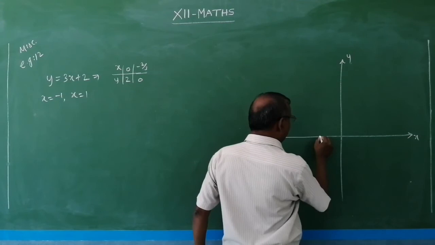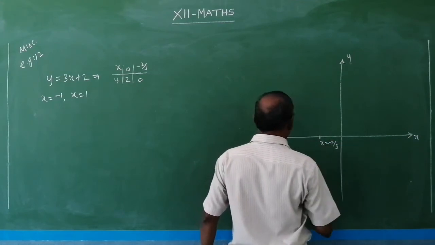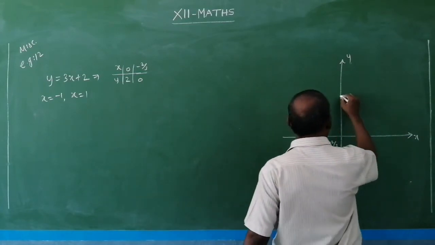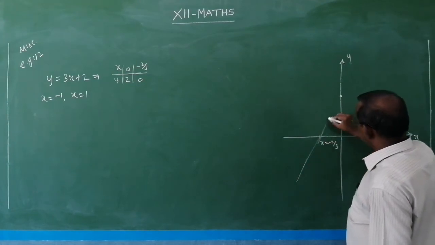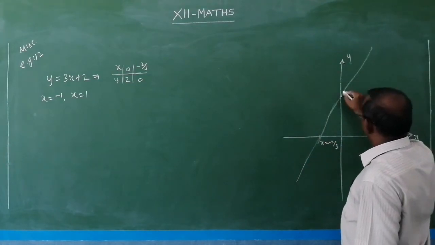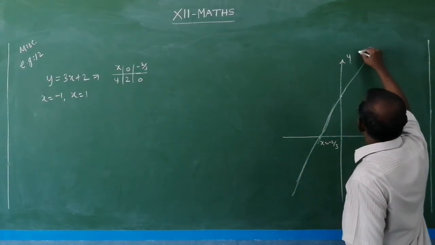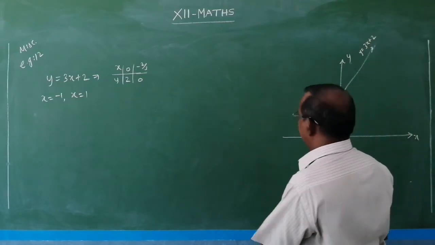Let the point be x equal to minus 2 by 3, and when x equal to 0, y equal to 2. So let it be here. Draw the line joining these 2 points. So this is the line y equal to 3x plus 2.